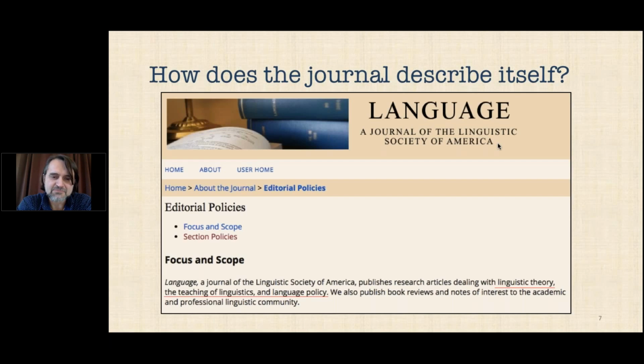So unlike some other journals, a journal like Language would be open to any kind of theoretical framework in which you might work in linguistics. And then you see we also mentioned teaching of linguistics and language policy. These are two separate online sections only of Language that specifically focus on topics like that. So this gives you an idea of the kind of work that Language might be looking at.